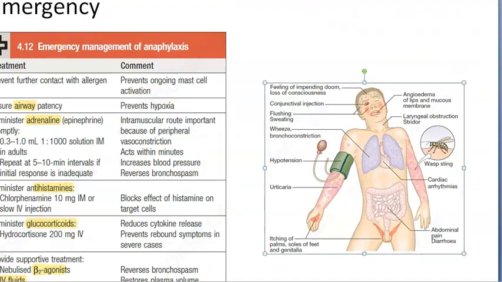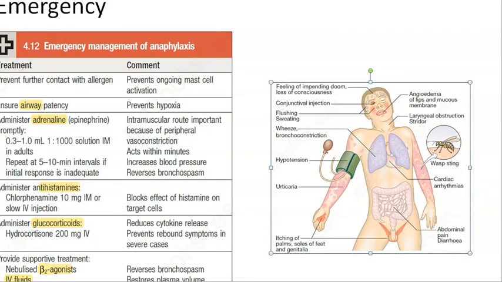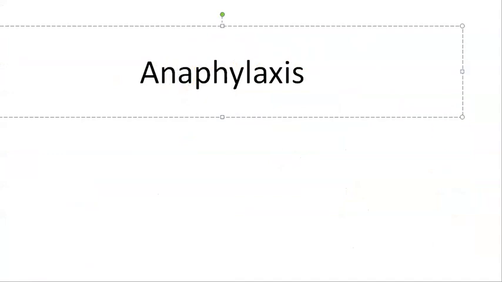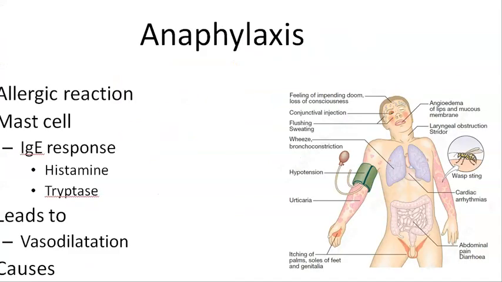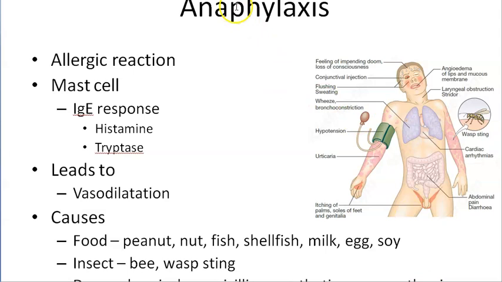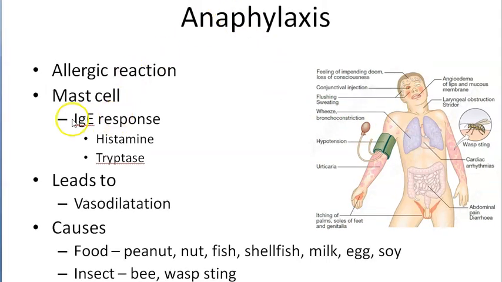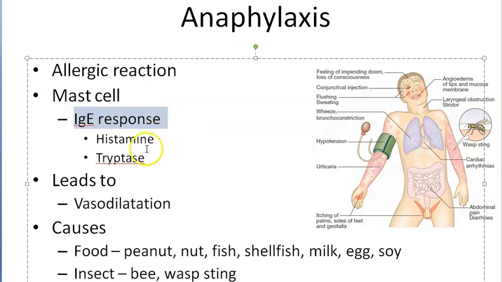Okay. Let's take a quick recap. What did we want to look at in this video? Anaphylaxis. Anaphylaxis is basically a life-threatening allergic reaction, which is because of mast cells, IgE response, immunoglobulin E response. Histamines are released, tryptase is released. Tryptase is something that you can measure to know if the person is having this anaphylaxis. So basically all this histamine will lead to vasodilation. Vasodilation will lead to hypotension.